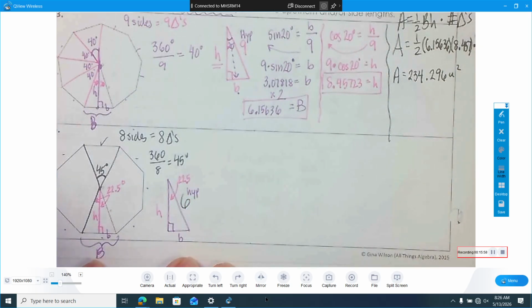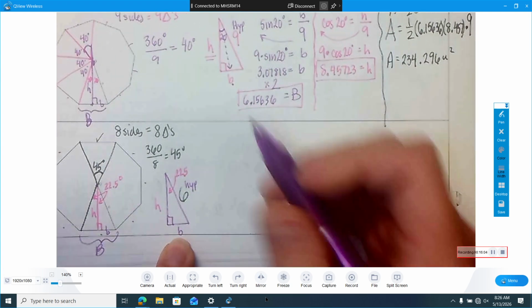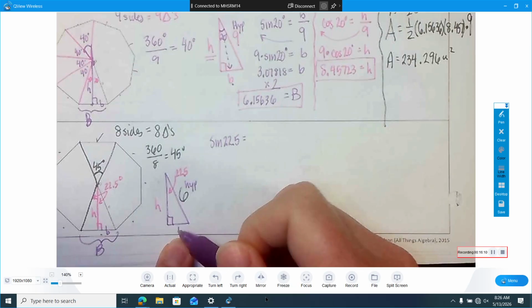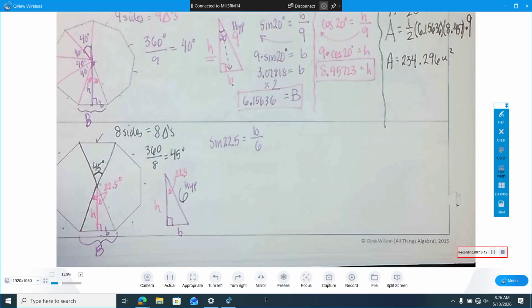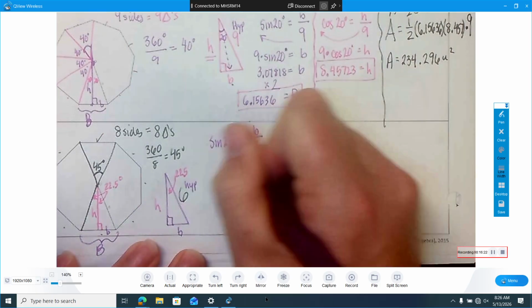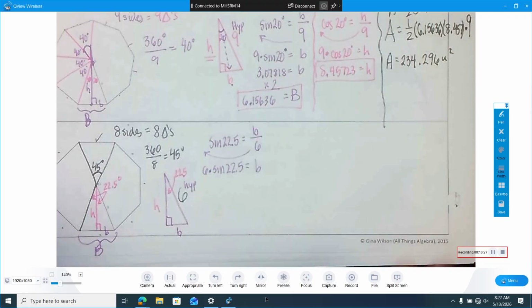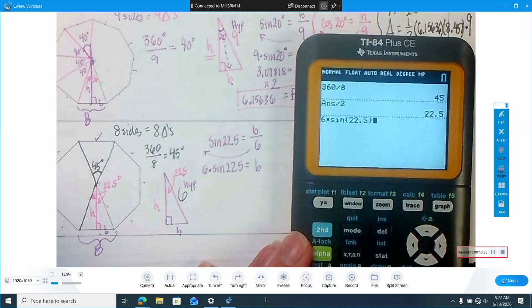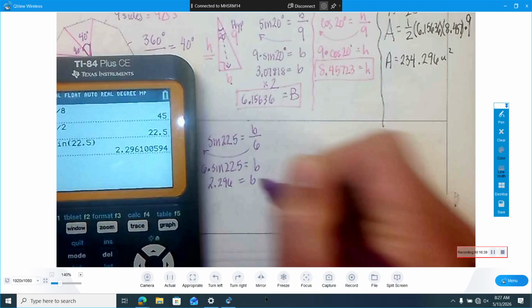How do I find my little base here? Sine 22.5 equals opposite over hypotenuse. Sine of your angle equals the opposite over the hypotenuse. So little base over 6. And then how do you get the base by itself? Times by 6. So 6 times the sine of 22.5 equals our little base. So 6 times the sine of 22.5, and I get 2.296. But that's just a little base.